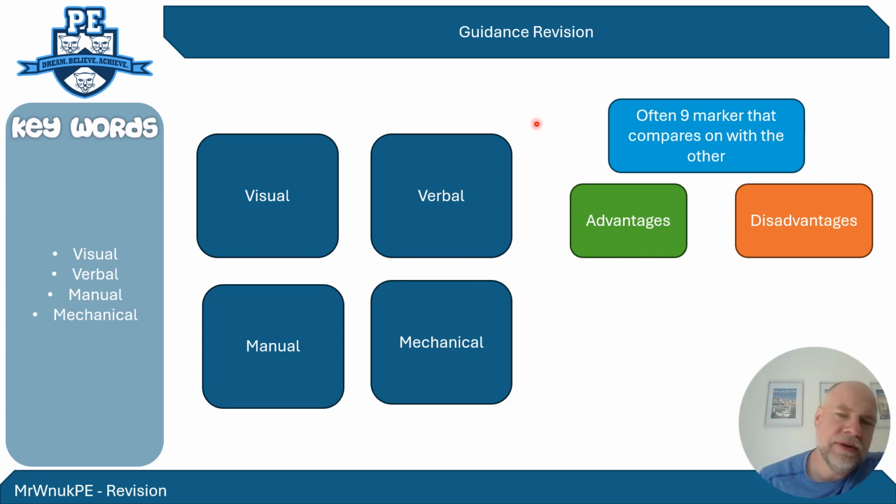Now you've got to be wary of these sort of exam questions because they do like to ask them as a 9-mark exam question, where they typically will ask you to compare visual by verbal or visual manual or manual mechanical, etc. So you need to know at least 2 of them in detail, and often they're in pairs, so be wary of that.